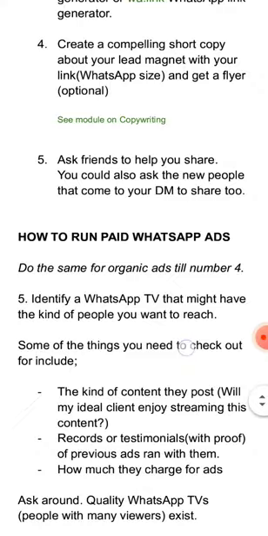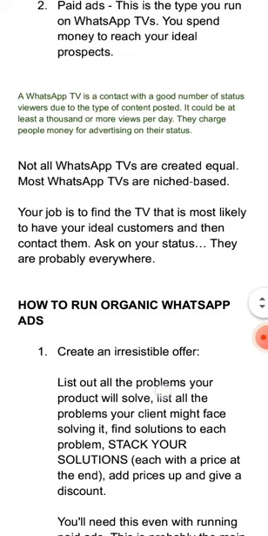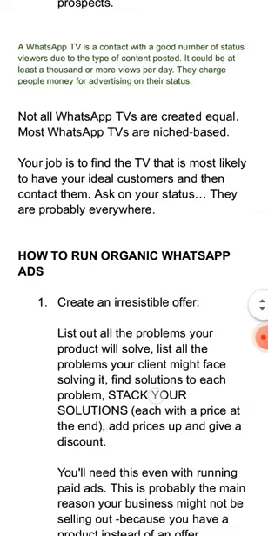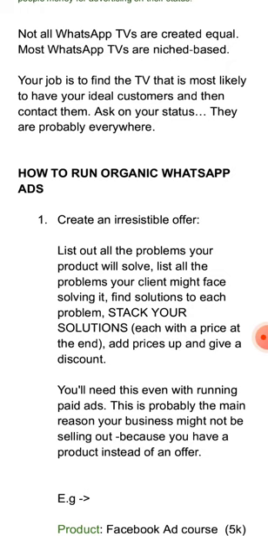I covered that. So how do you run organic WhatsApp ads? Number one, create an irresistible offer. I told you you would have to. This is actually how you run both organic and paid ads, but let's just go with organic. Let's say you want to run ads. The first thing you need to do is create an irresistible offer.